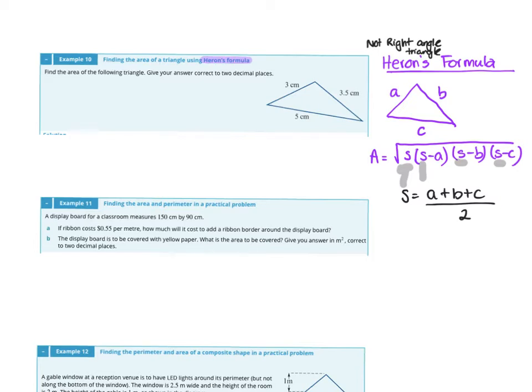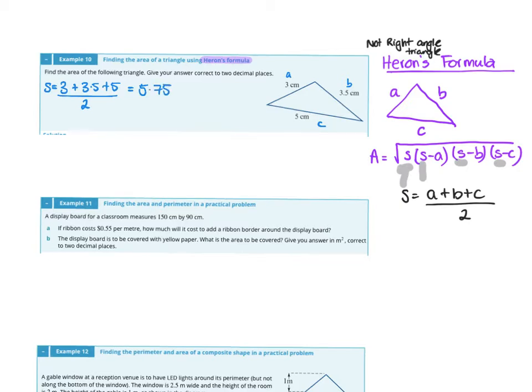So I need to work out what S is. S is equal to all the sides added up. So if I call these A, B, and C, I'm going to add up all those sides and divide by 2 and get an answer for S. Okay, so I get S to be 5.75.